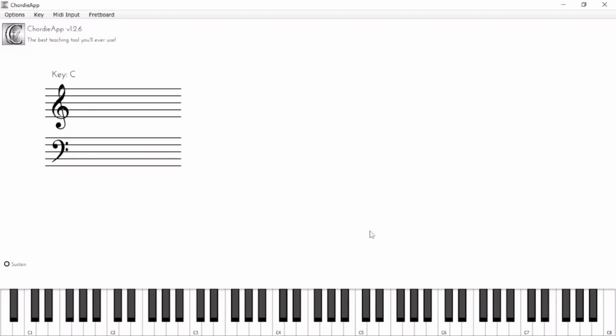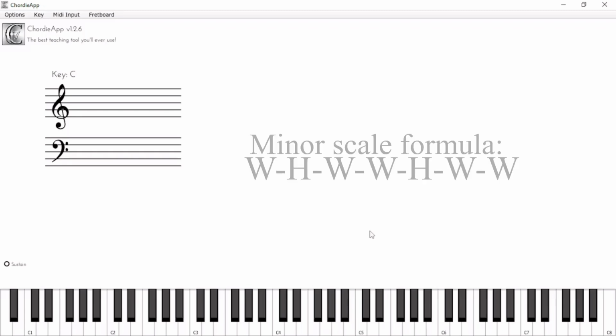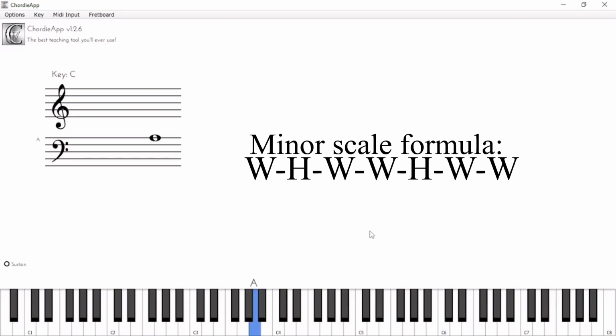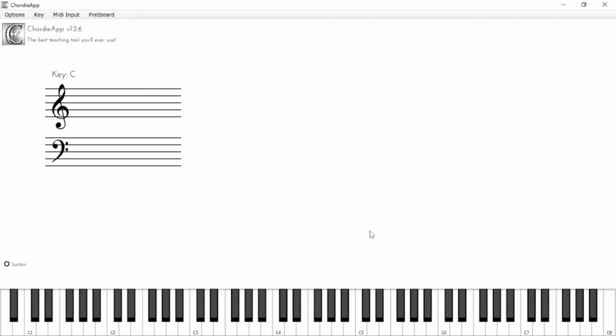Now the minor scales have a formula too. The minor scale formula goes whole, half, whole, whole, half, whole, whole. So if we start here on A and go with that formula, it'll be whole, half, whole, whole, half, whole, whole. Now we've got the A minor scale.